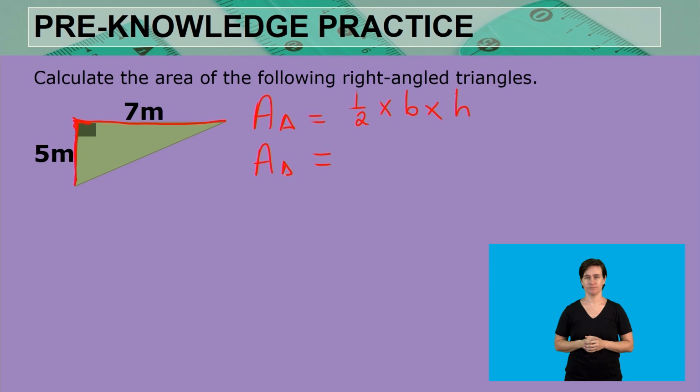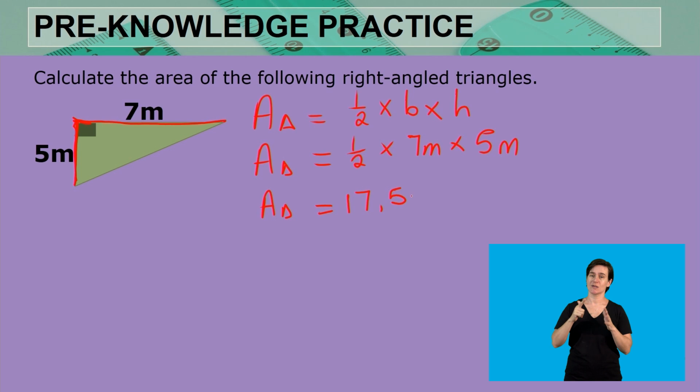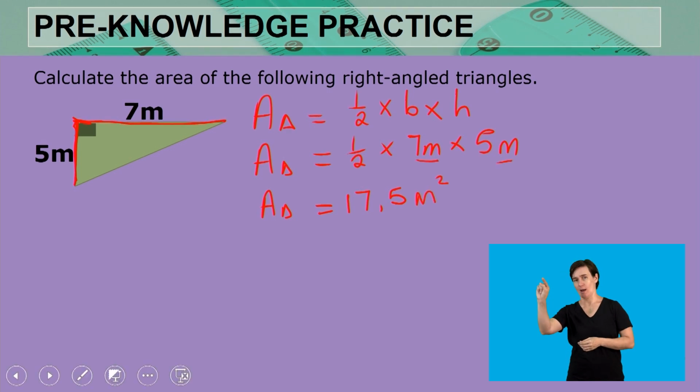When we substitute our values, we have 1/2 multiplied by 7 meters, multiplied by 5 meters. If we take 1/2 and multiply it by 7 and then multiply that by 5, that will give us an answer of 17.5, or 17 and 1/2 meters squared. Remember, because we are working with area, our unit will be in square meters. That's why our answer is 17.5 meters squared.